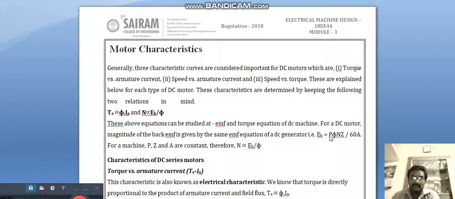P is the number of poles. If it is an 8 pole machine, the machine will be 8 pole only. N is proportional to Eb by φ, where Eb by φ is equal to P N Z by 60 A. 60 is constant. A is the number of parallel paths, that is also constant. Z is the number of conductors, that is also constant. So from this equation, N is directly proportional to the Eb by φ value. Eb is nothing but back EMF and φ is the flux.